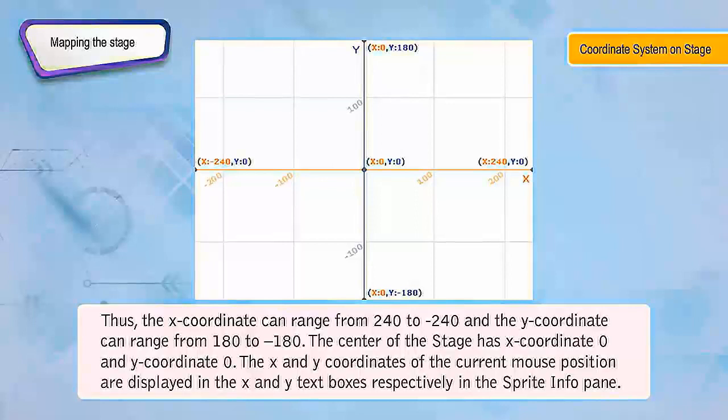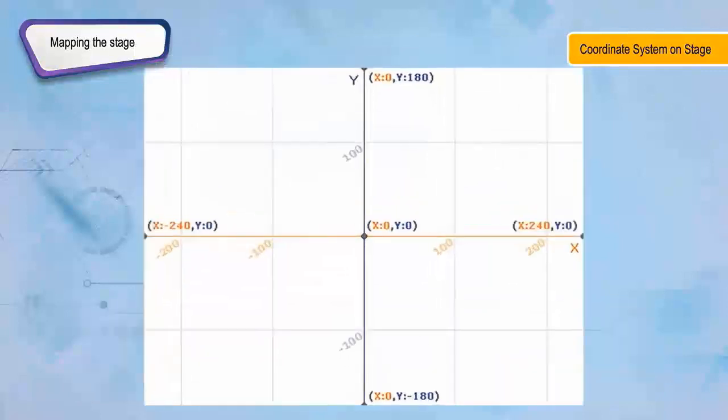The center of the stage has x-coordinate 0 and y-coordinate 0. The x and y coordinates of the current mouse position are displayed in the x and y text boxes respectively in the sprite info pane. The image displays the coordinate system of the stage.